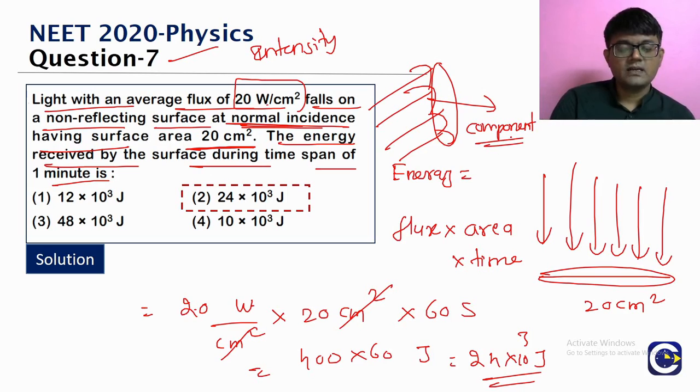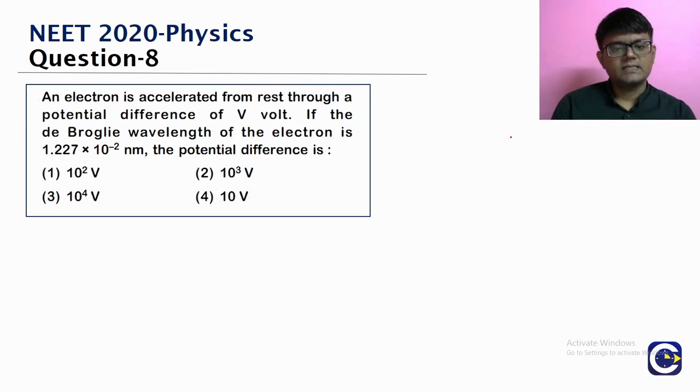The component is generally given by the flux times cos theta, isn't it? So what is the answer for this? Option 2 is the answer. Next we'll go to question number 8. It's a straight question on the formula for de Broglie wavelength.